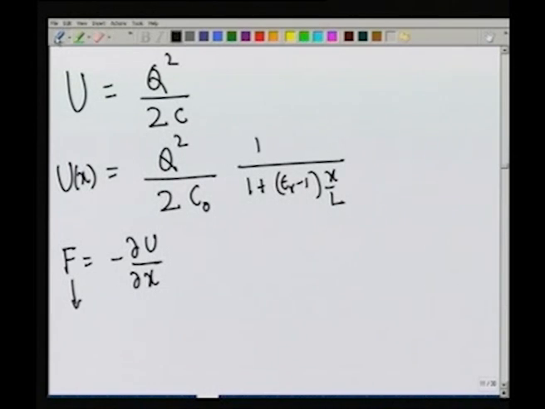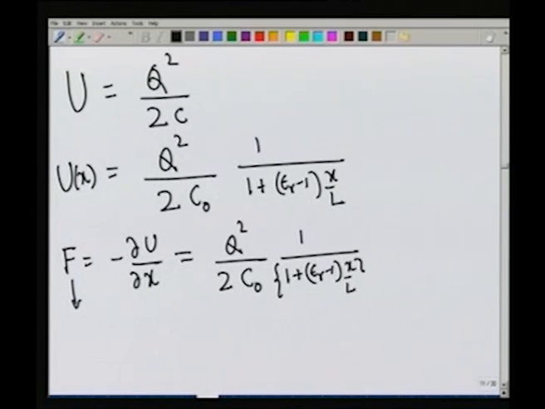That is what I have. So, this is minus delta U by delta X. And what is this quantity? This quantity is nothing but Q squared over 2 C naught, and I have 1 over 1 plus epsilon r minus 1 x by L whole squared. Then I have to differentiate this further. I will get epsilon r minus 1 by L. This is the expression, and this tells you the force with which the material is pulled in.